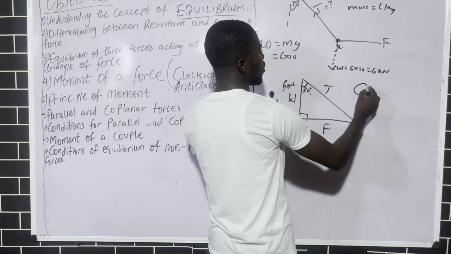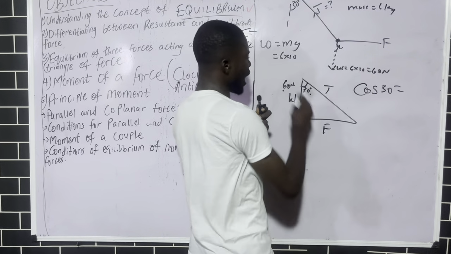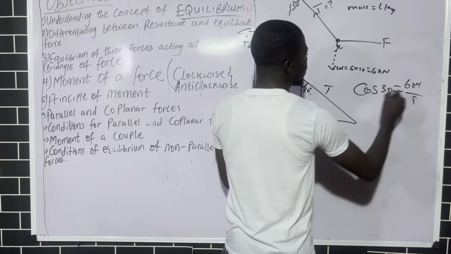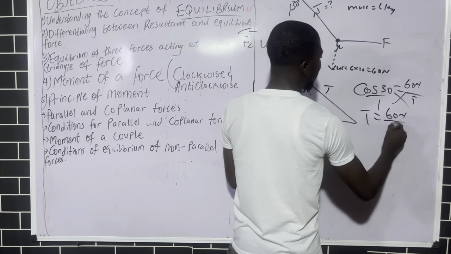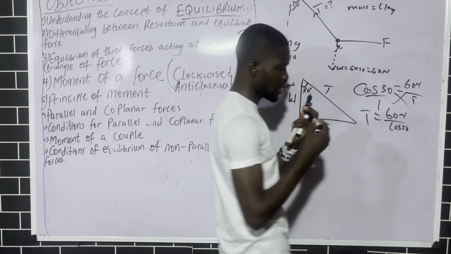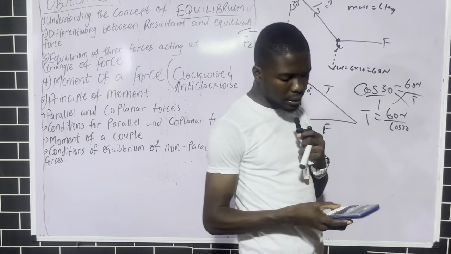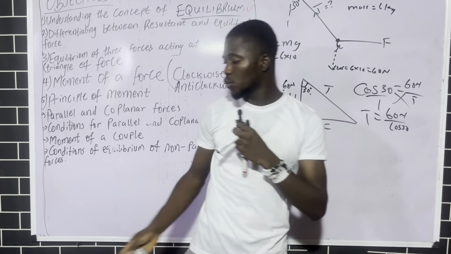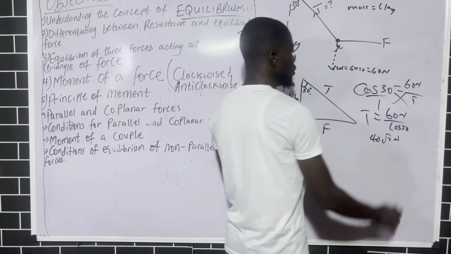So that'll be cos 30 degrees is equal to adjacent, 60 Newton, over hypotenuse, T. Cross multiply. T is equal to 60 Newton over cos 30. Press your calculator: 60 divided by cos 30, you will get 40 root 3 Newton. So the answer is 40 root 3 Newton.